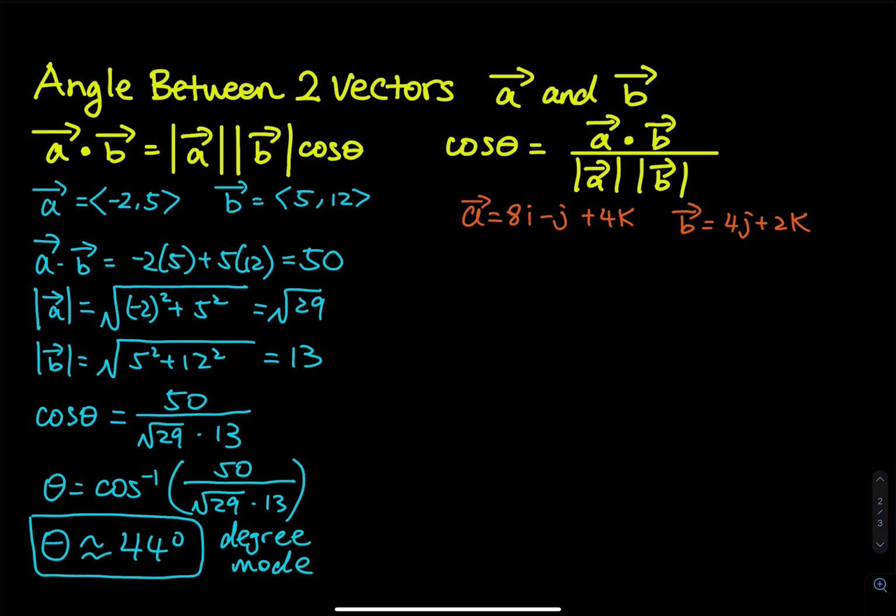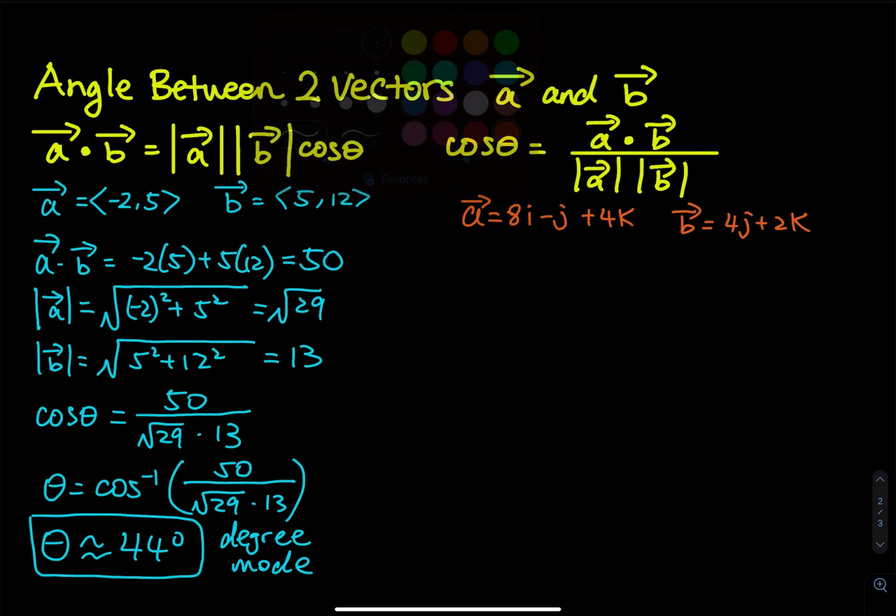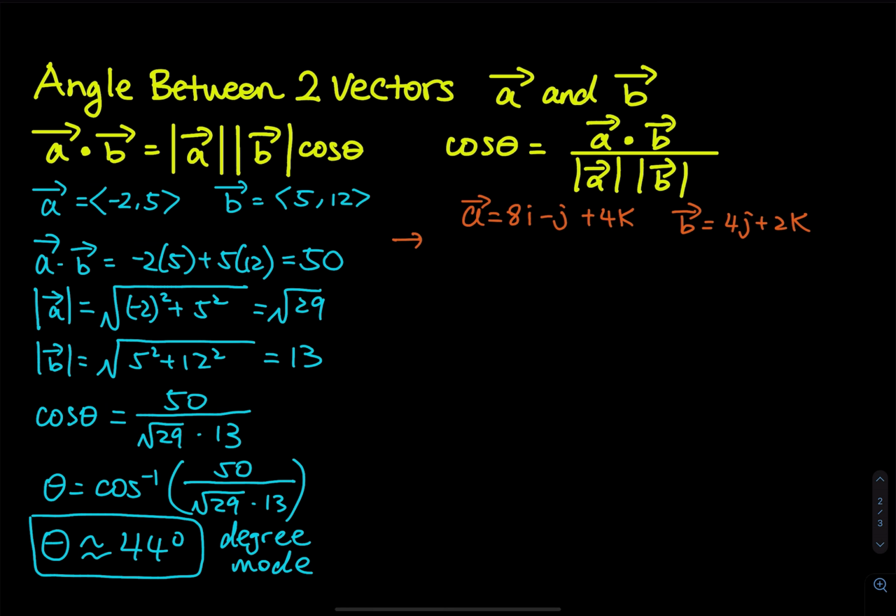Okay, let's take a look at the orange problem. We have i, j, and k. All right, so first of all, we find the dot product. So the dot product is A dot B. There is no i in the vector B, right? So that will be 8 times 0, and then plus negative 1 times 4, and then plus 4 times 2. That is equal to 4.